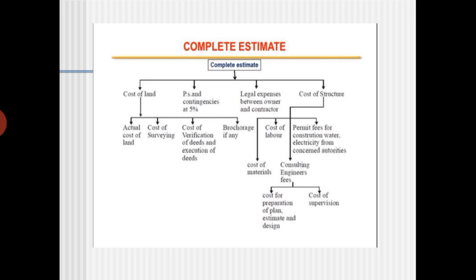But in our building, normally what we'll do is that we'll consider only the cost of the structure, and we will leave the other cost of the land and some of the contingencies of the building, and some of the legal expenses of the building.